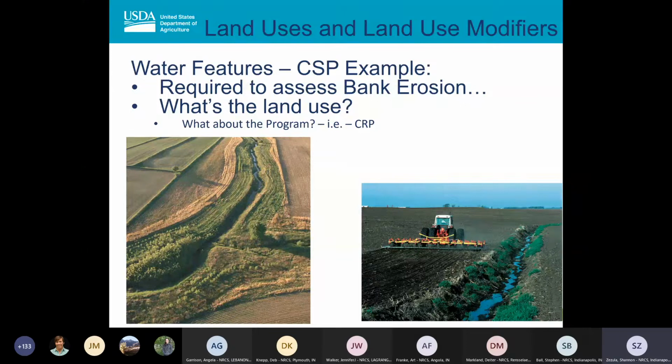I hope it does. Bottom right, a little bit different scenario, isn't it? Again, on these types of situations where our cropland is immediately adjacent to our water feature, we would tag the water feature to our CSP application, for example, to that cropland and assess the condition of that bank. Okay. Hopefully that serves to clarify things. Again, we kind of learned this as we went through last year's CSP, but wanted to make sure we cover that real quickly.